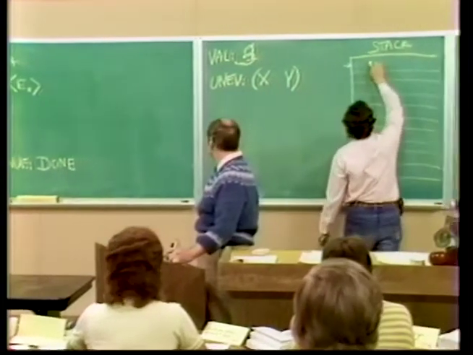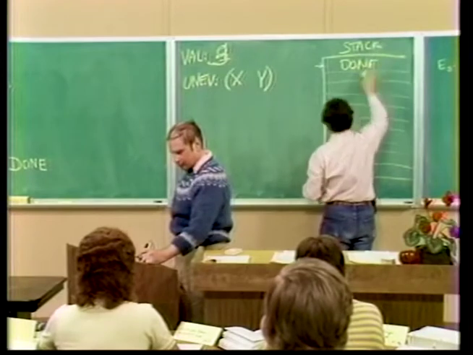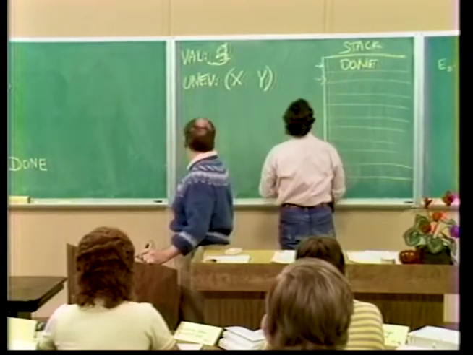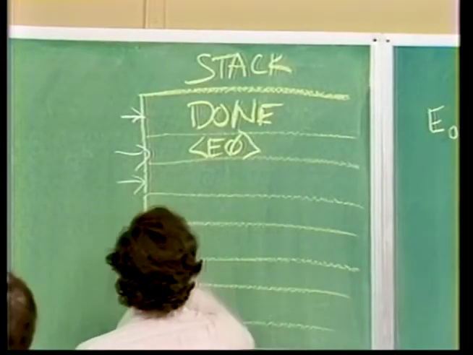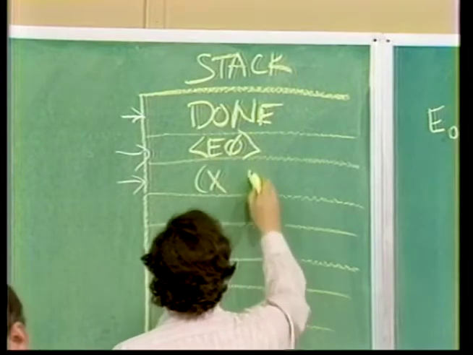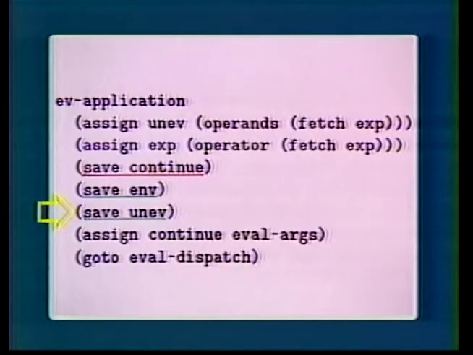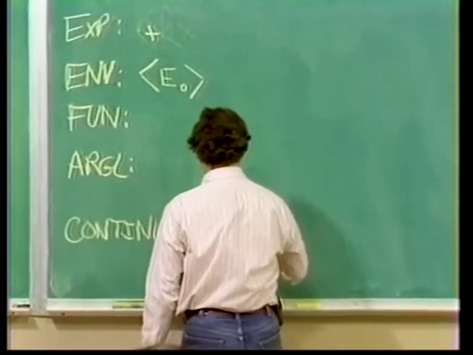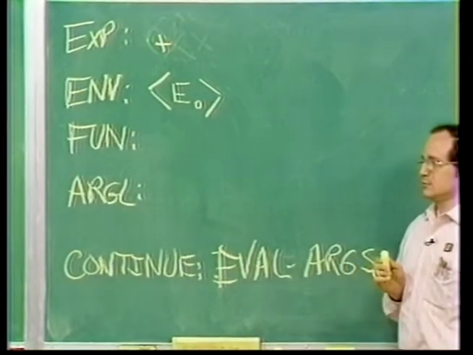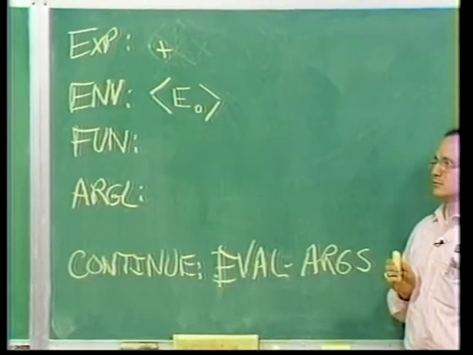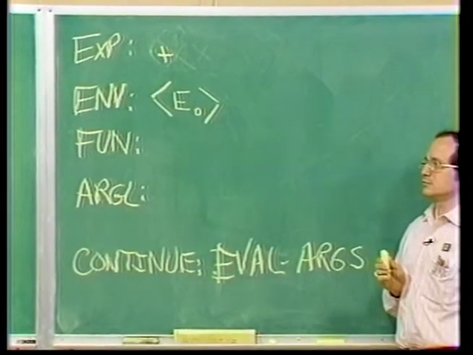Save the continue register on the stack. Save the environment. Save UNEV. Okay, assign to continue a label called eval args. Now what have we done? We've set up for a recursive call. We're about to go to eval dispatch. We've set up for a recursive call to eval dispatch.